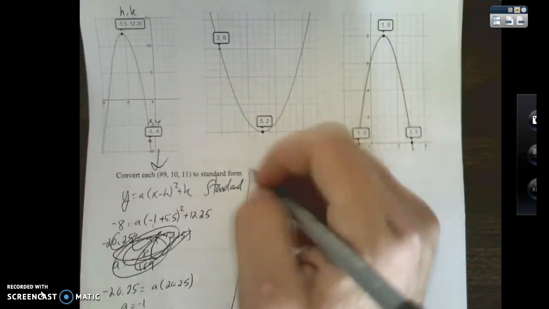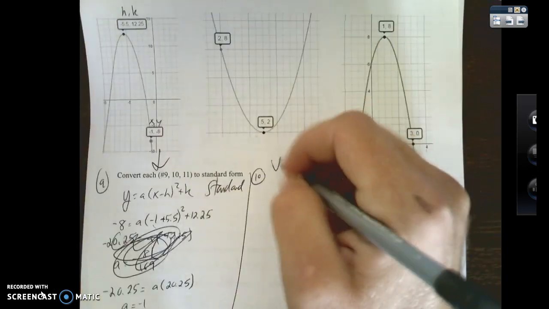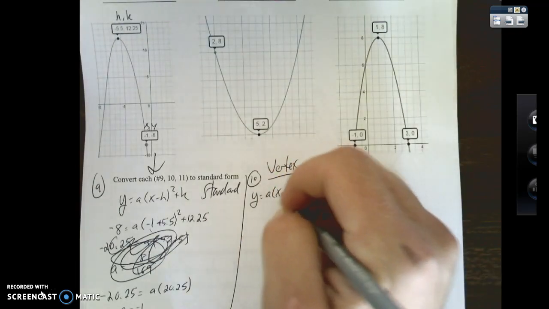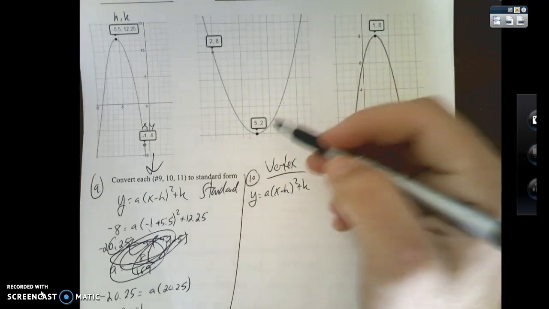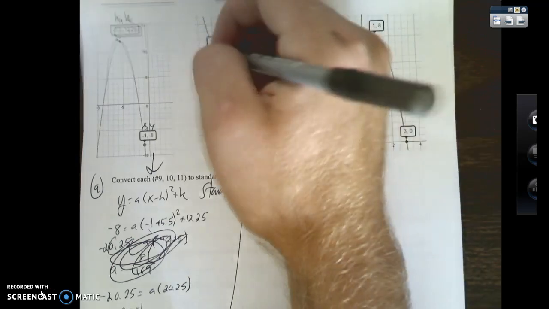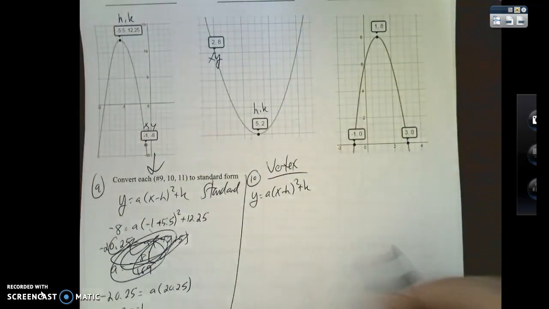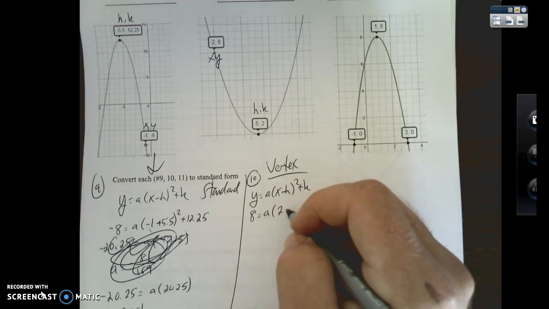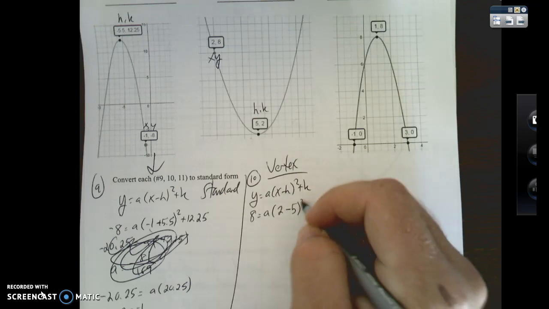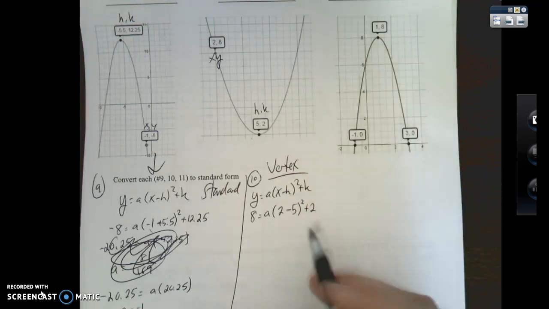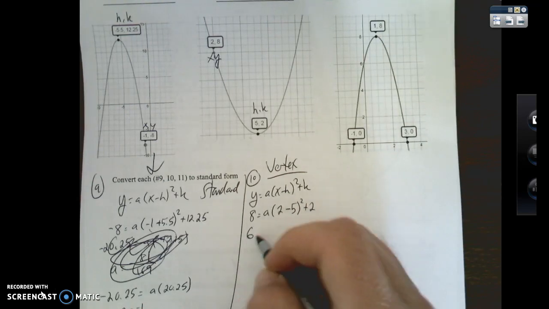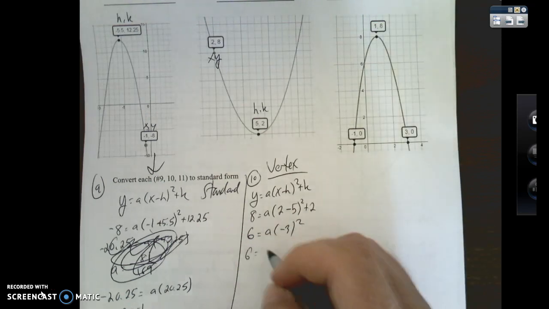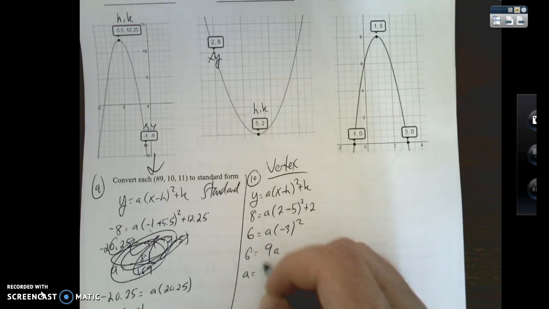Our second one, number 10, vertex. This was number 9. This is a little bit easier. So I'm still using my vertex form. The vertex is h, k. My other point is my x, y. Now, when I plug stuff in here, 8 equals a times (2 minus 5) squared plus 2. If I subtract the 2 over, I'm going to get 6 equals a times negative 3 squared. 6 equals 9a. A equals 2/3.